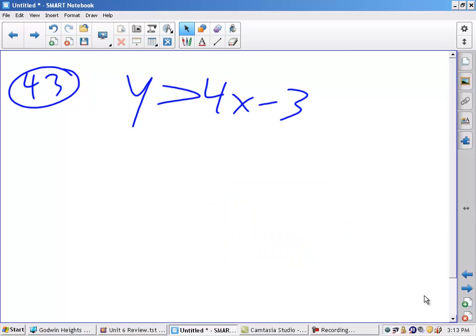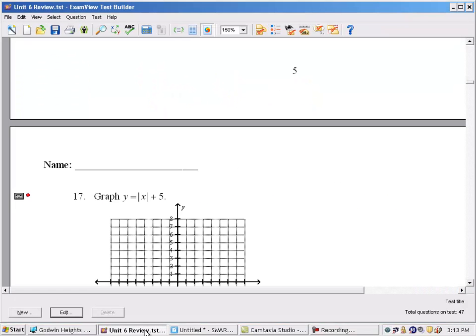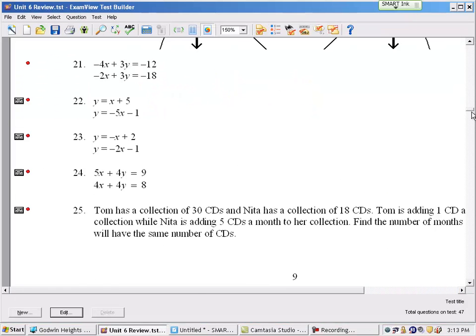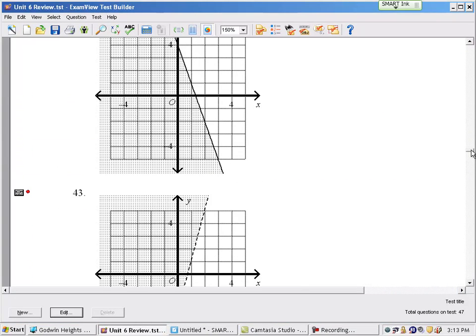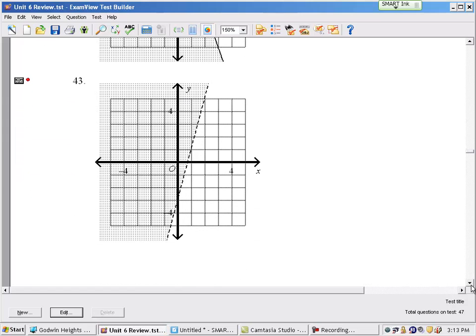Okay, for number 43, the answer is displayed. y is greater than 4x minus 3. Let me show you why. On 43, let me scroll down to it. On 43, you're starting at -3. That's where it crosses the y-axis. Then you're going up 4 and over 1 to the next point. That's how the 4x minus 3 comes from.